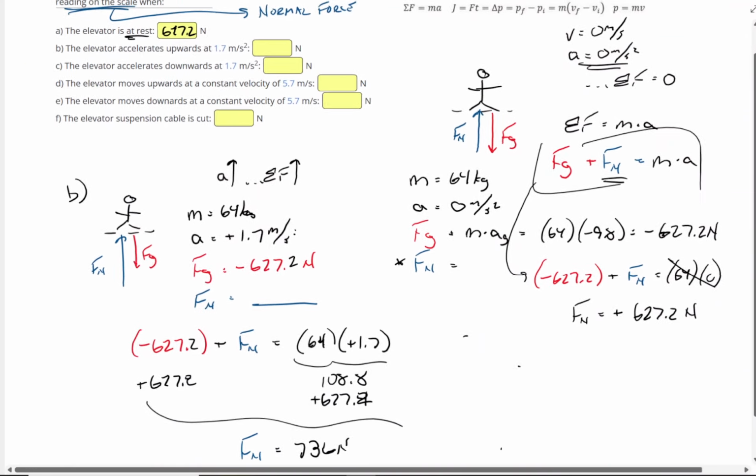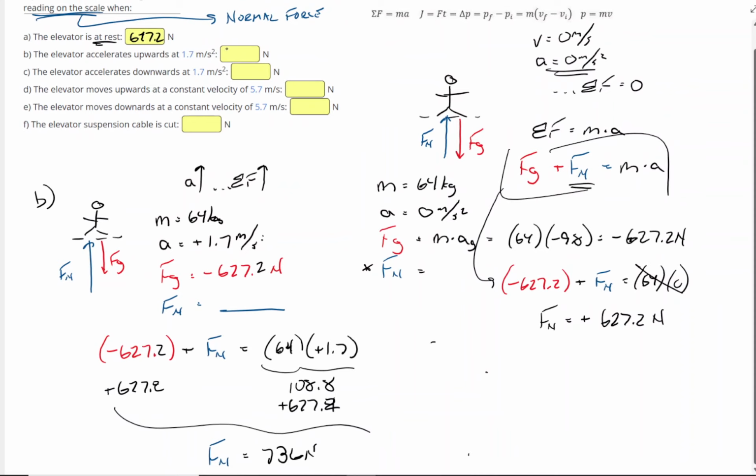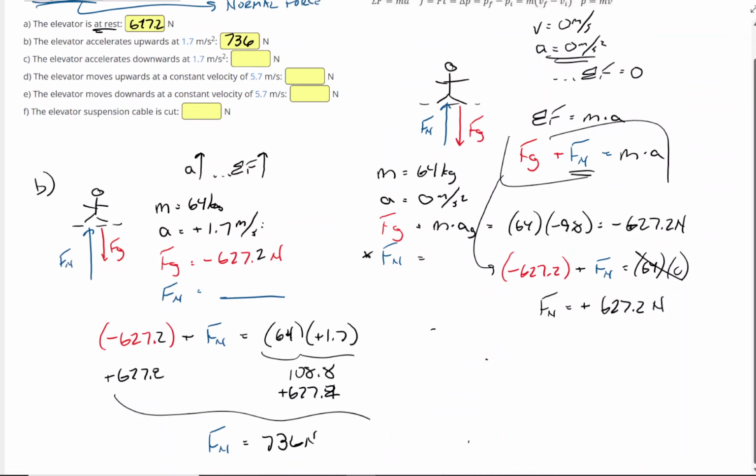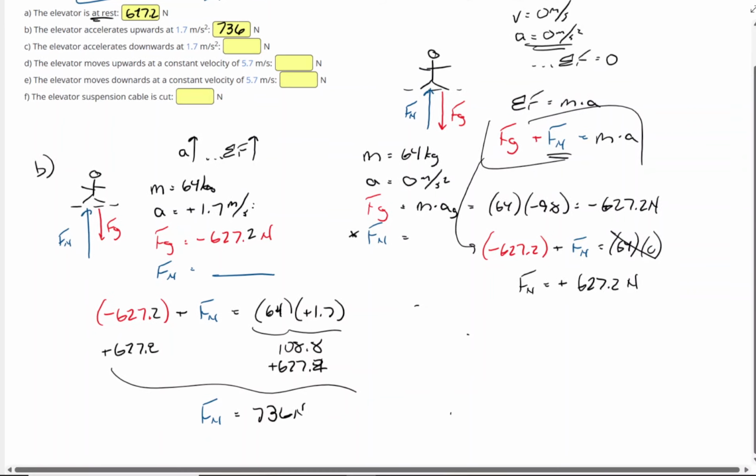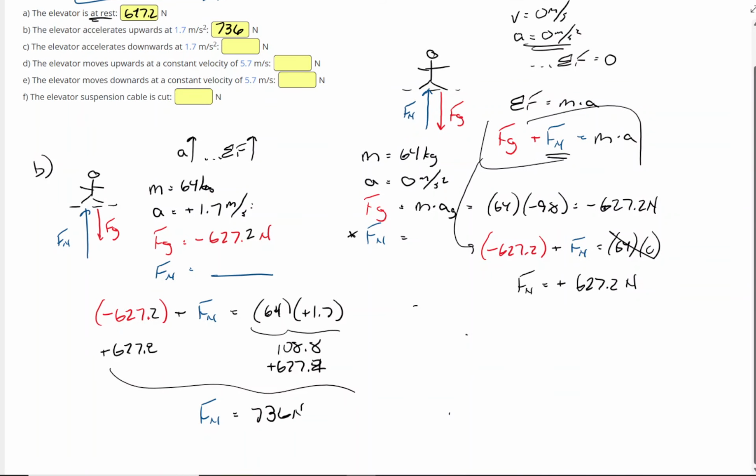Well, does that answer make sense? My normal weight is 627, and now when I'm accelerating upward, I got 736 newtons. So I should look like I'm heavy. I get a perception of feeling heavier. We call that feeling of having excess G's, G forces, or when you kind of get squeezed in.